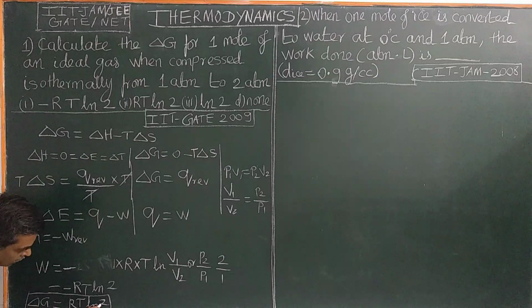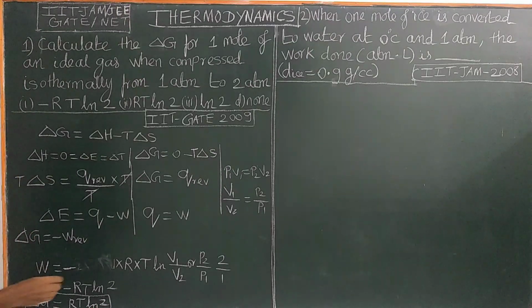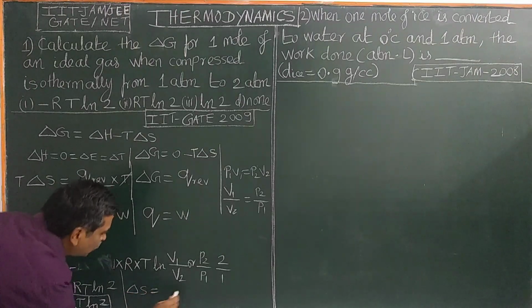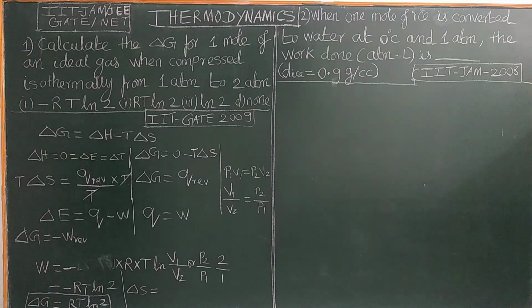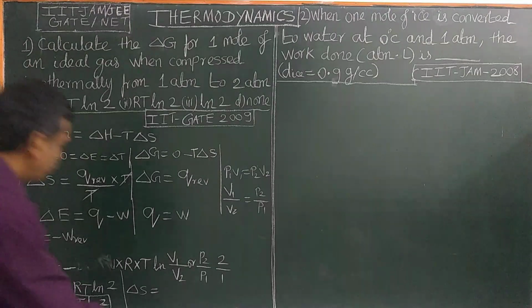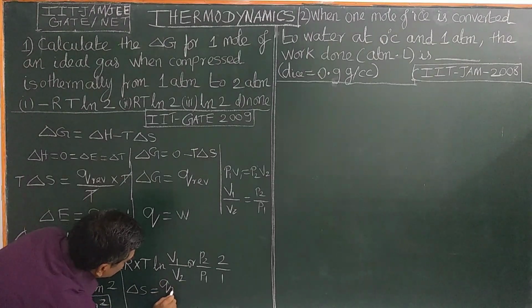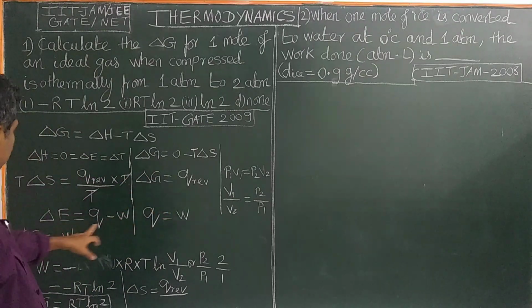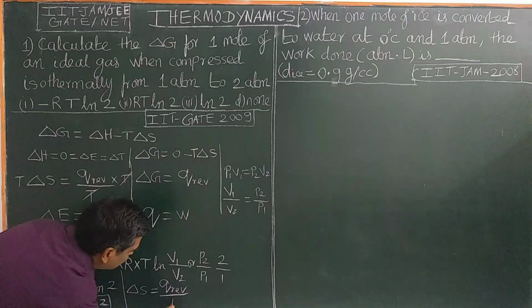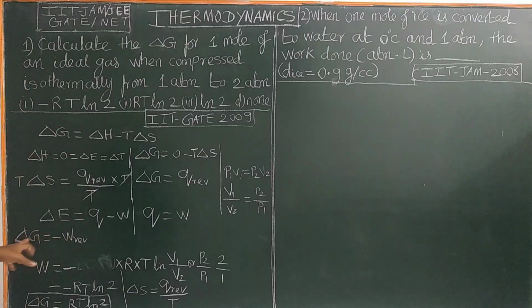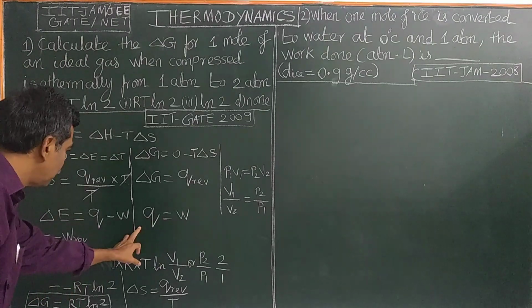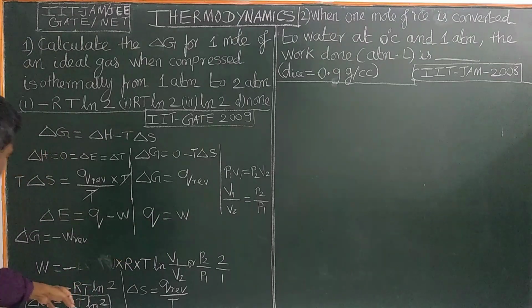Similarly, you can also calculate the entropy change. What is entropy change? Q reversible by T. According to the second law of thermodynamics, Q reversible is equal to W.